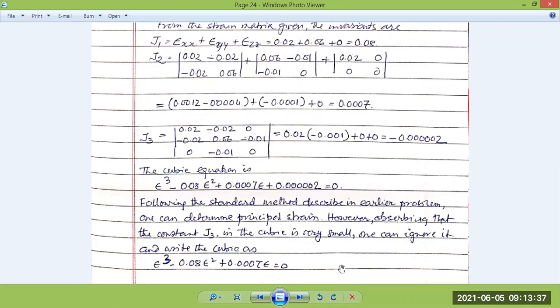Now, following the standard method described for the earlier problem, we can determine the principal strain. However, observing that the constant J3 in the cubic is very small, we can ignore it. So this portion is extremely small. We are ignoring it and keeping this portion towards the left and making it equal to 0 itself.